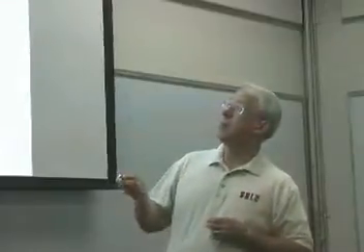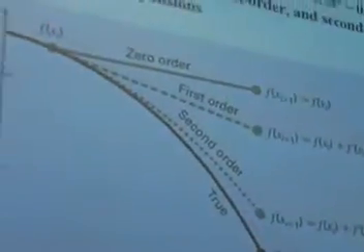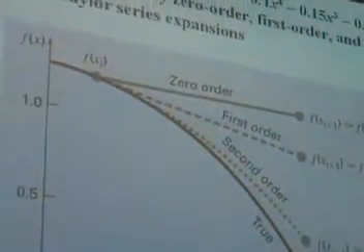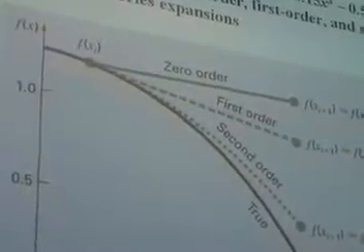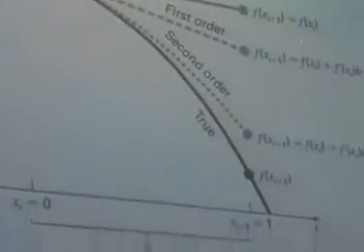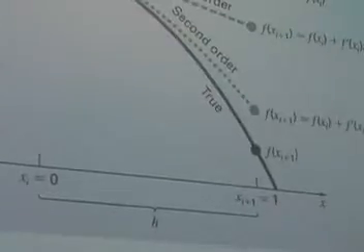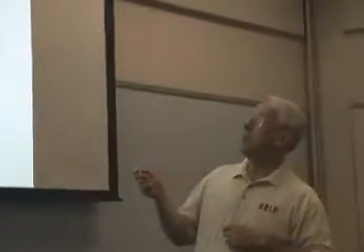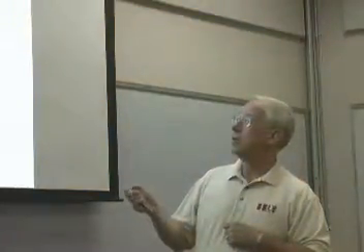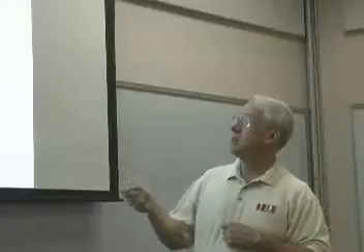All right, here's what happens. This is the true solution. This is if I do a zero order. This means I'm going to truncate everything. I'll just truncate everything and say, well, the new function is equal to the previous function. So you go, whoops, that's not very accurate. Now if I say, well, I'll keep the first term, that means it's first order accurate, right? Well, if I keep the second term, now it's second order accurate.